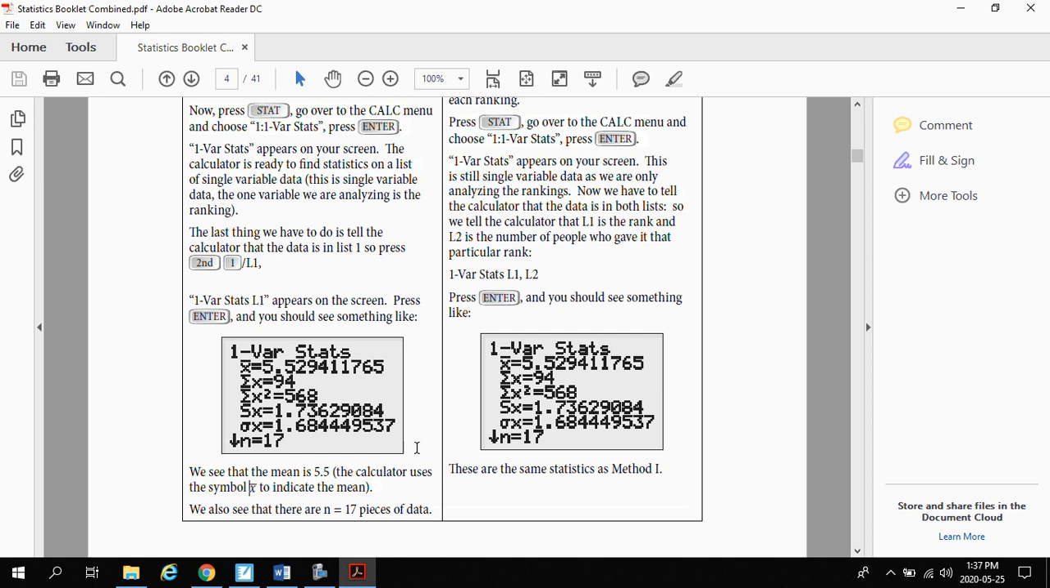So the other thing that you can see, I didn't mention this before, is n equals 17. That gives us the number of individual pieces of data that were in there. So we counted that up before, but if you put it in from a frequency table, like you're doing this method too, it can tell you your number of data points that you have.